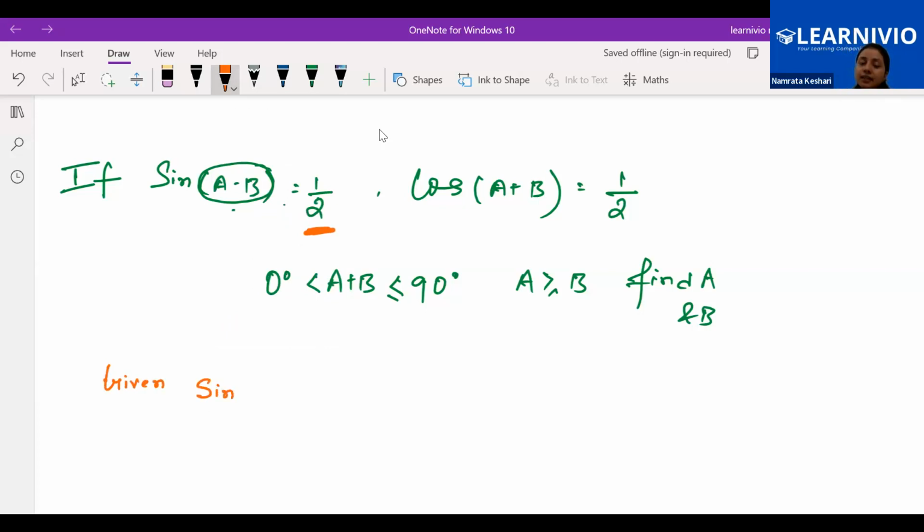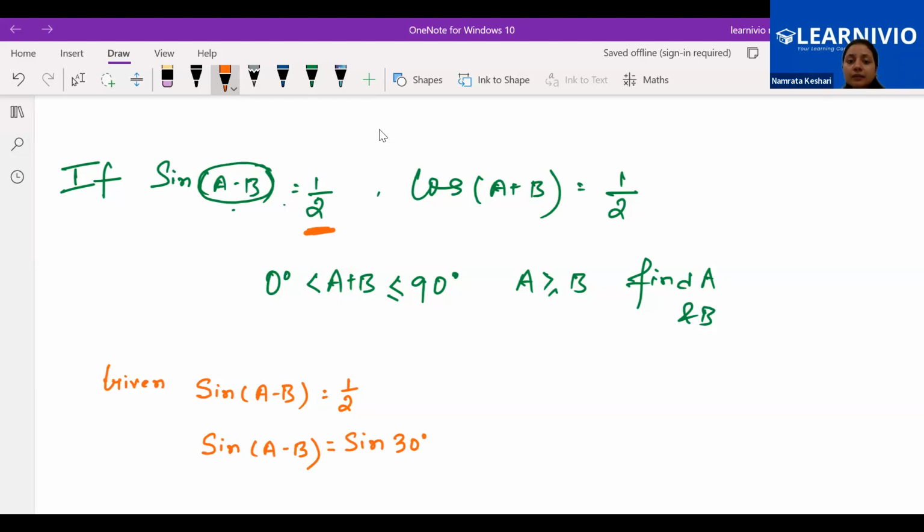So it is given to us that sin(A−B) is 1 by 2. Try writing this 1 by 2 in terms of sine only, so that we can do the comparison on both sides. You are saying that sin 30 degree is 1 by 2. So in place of 1 by 2, we can write sin 30 degree. Here we will have sin(A−B). Now we can do the comparison on both sides, and hence A minus B will be 30 degree.